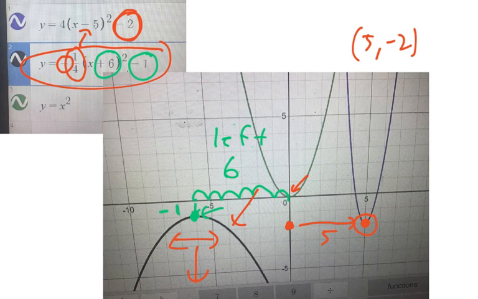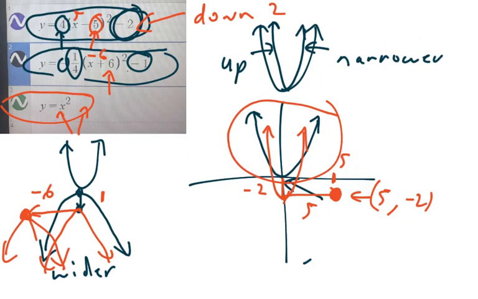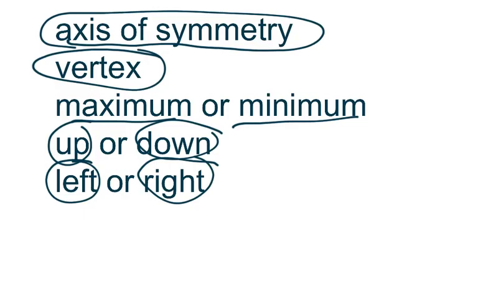So, guys, hopefully you're starting to get this. I'm trying to get you to understand what each of the different numbers does. Okay? And you'll see it play out better as I do the next video.